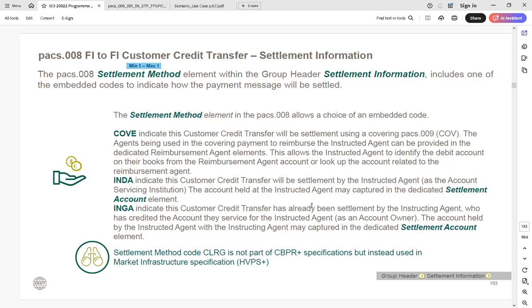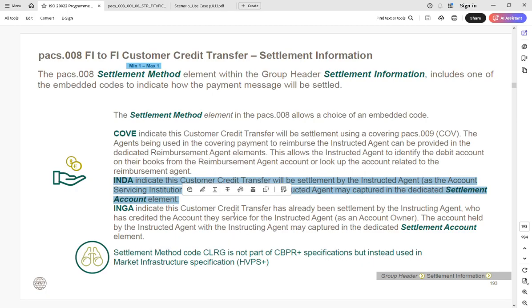The account held at the instructed agent may be captured in the dedicated statement account number. So just now I showed one more field. So before, if you put INDA, below that you have to put the account number of that person. Okay, so in the account number, put it; INDA means this will be done by the instructed agent.